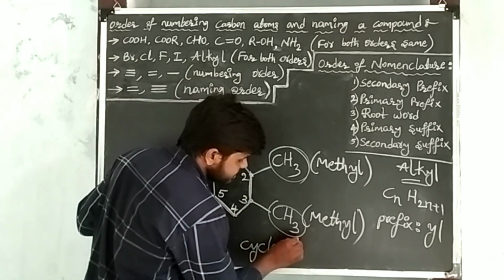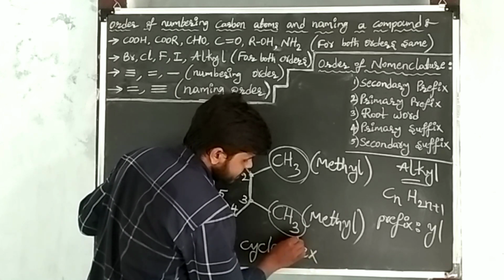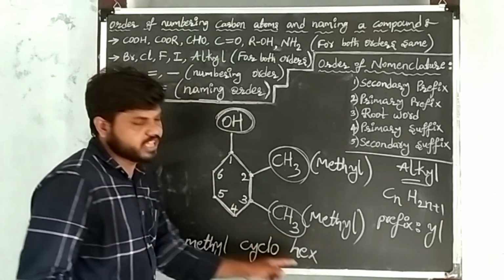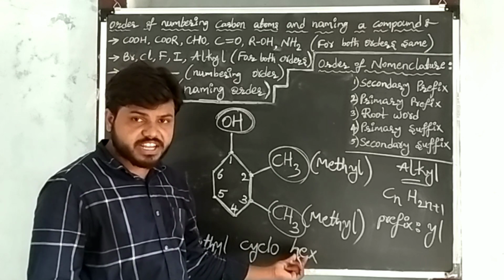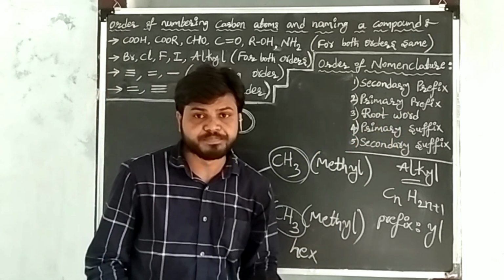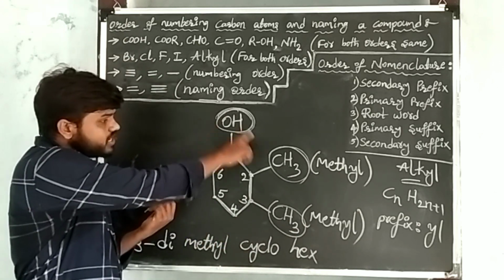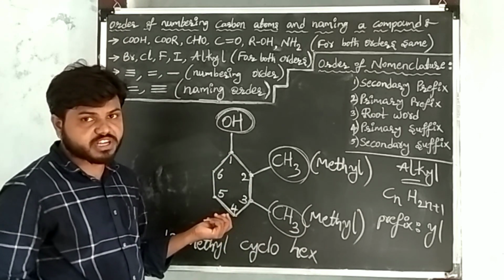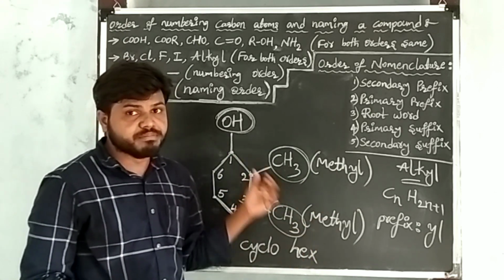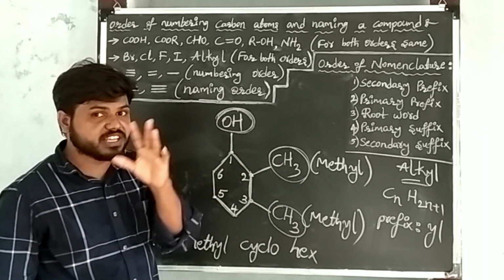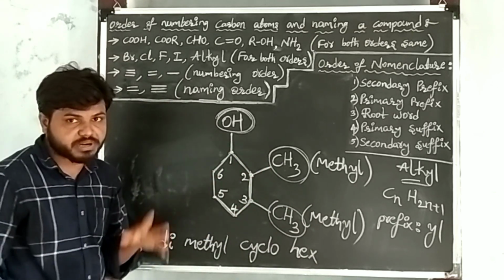Write the root word of 6 carbon atoms, that is hex. I have written the root word. After writing the root word, go to the primary suffix. Here primary suffixes are single bonds, double bonds, triple bonds. Between every two atoms in the given carbon compound, single bonds are present.